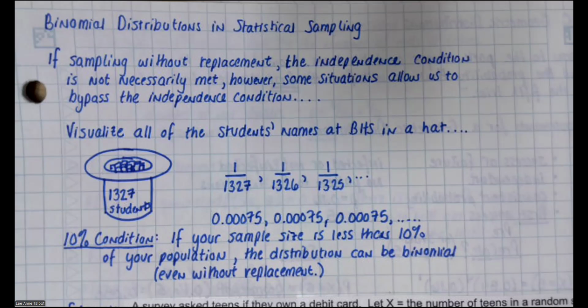Okay, so for us to use the standard deviation formula, we need to show independence. And if we're not sampling with replacement, which we're not, we need to say that our sample size is less than 10% of our population. So we're going to write 10% condition. If your sample size is less than 10% of the population, you can assume independence, which is what this is saying. Okay, so let's reword this for chapter 7.